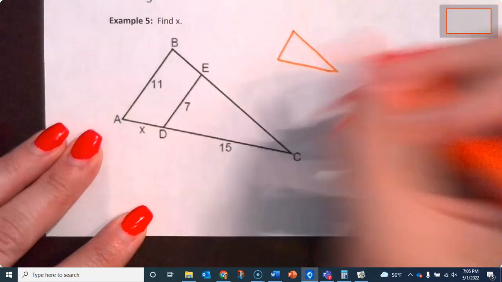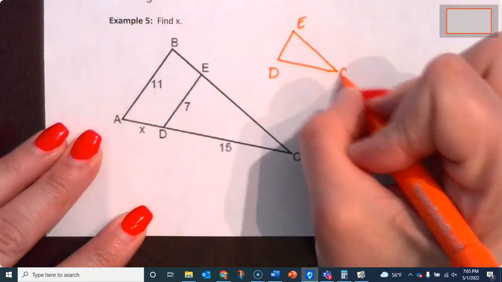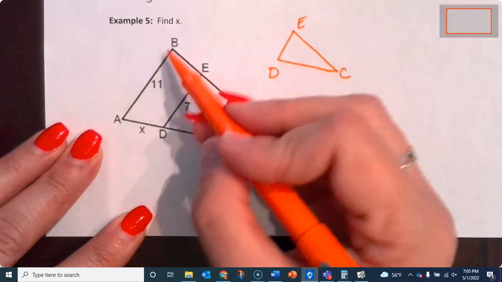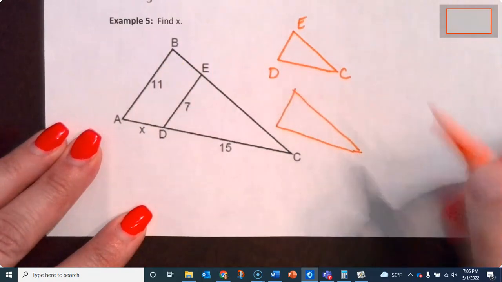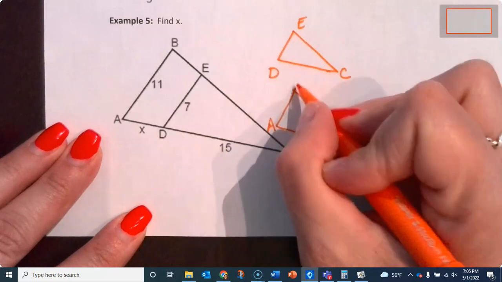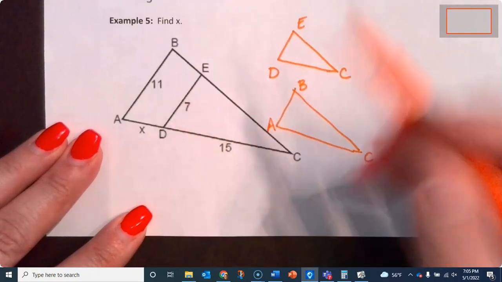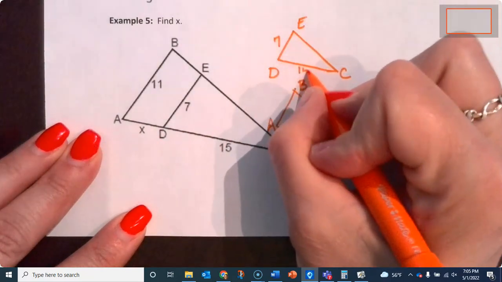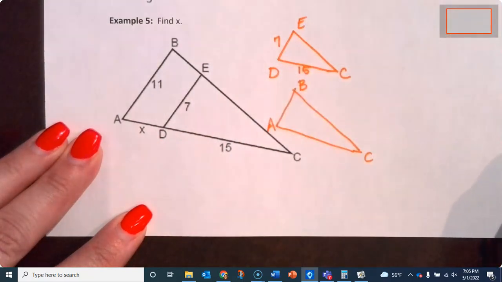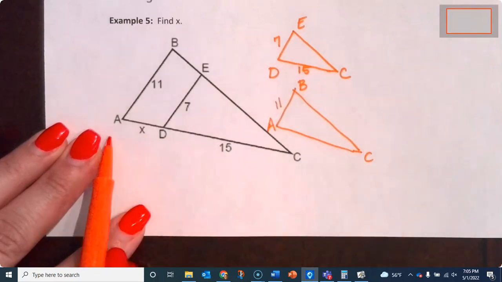I'm not going to make them the same size, but this is the first triangle, DEC, and then the big triangle, ABC. All right, so side DE has a length of 7. Side DC has a length of 15. Side AB has a length of 11. And for us to set up a proportion that involves x, we've got to use this side AC.